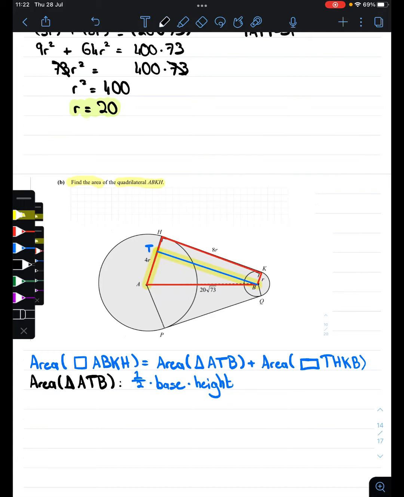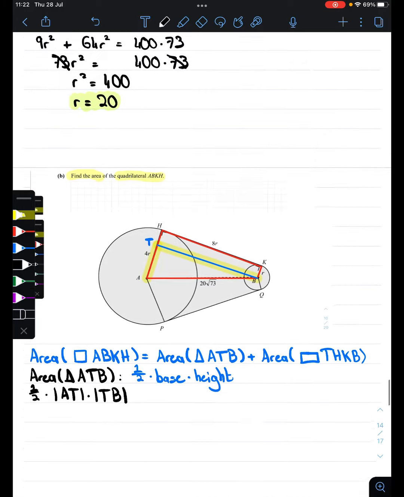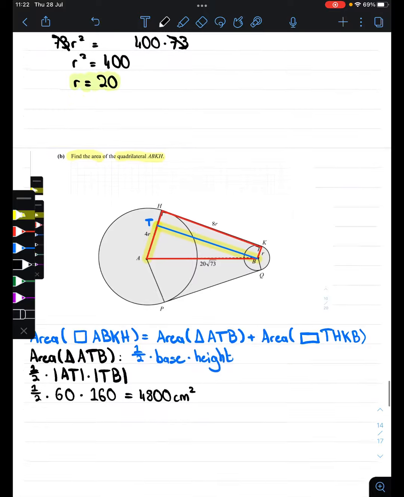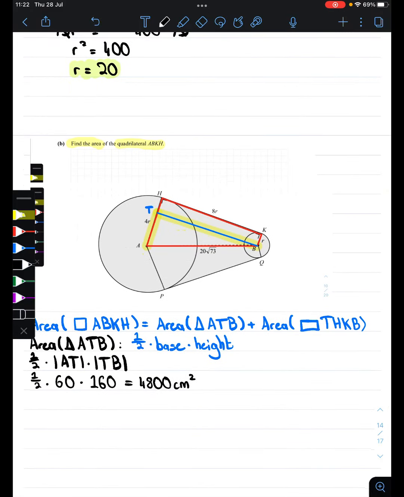Okay, so our base is AT, so it'll be half AT times the height, which is TB. Okay, and we know that AT is 3r, which is 3 by 20, 60, by 8r, which is 8 by 20, 160. And so this is just 4,800 centimeters squared. Remember, we're working in centimeters, so centimeters squared is the unit of area here.